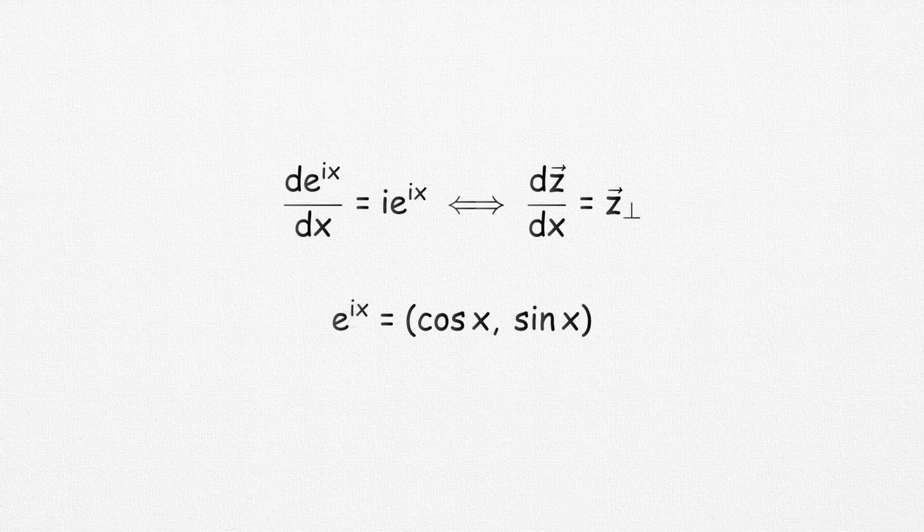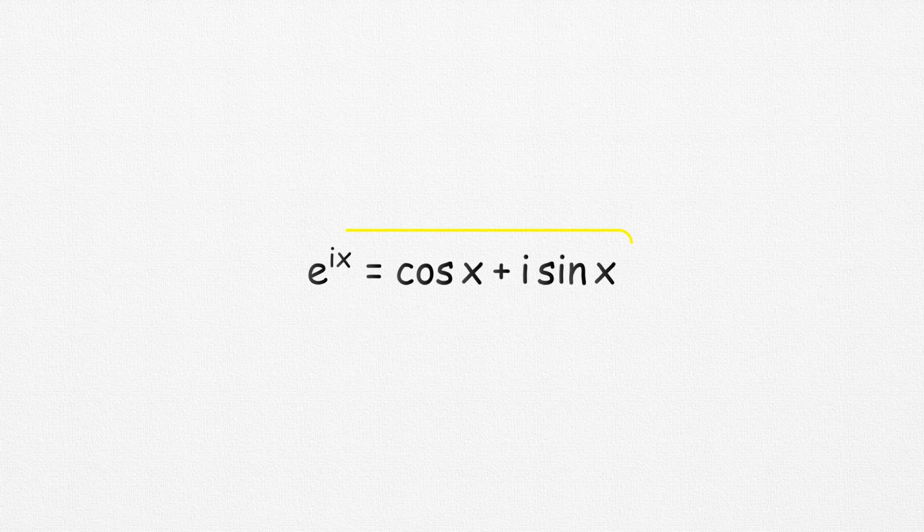But here's the twist. Instead of representing this using separate unit vectors along the x and y axis, we're going to describe it using complex numbers. And there we have it, the legendary Euler's formula.